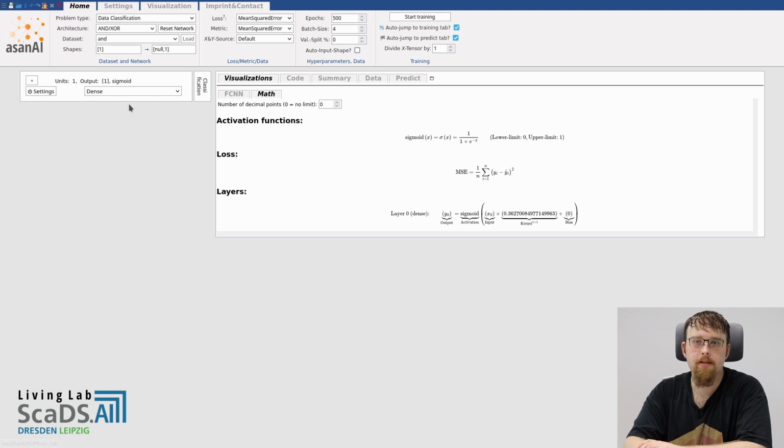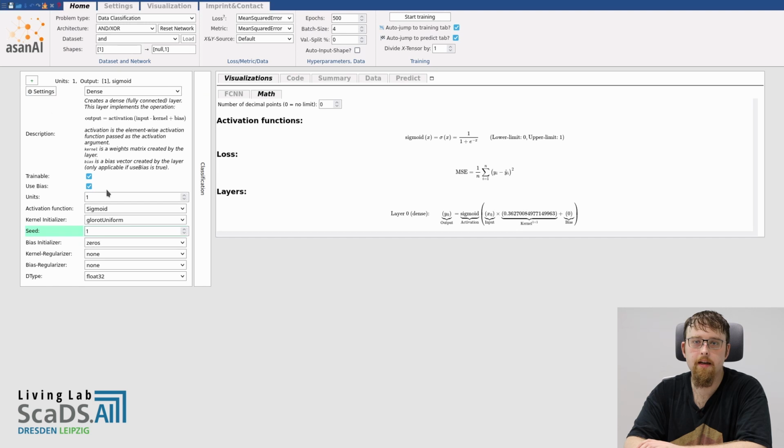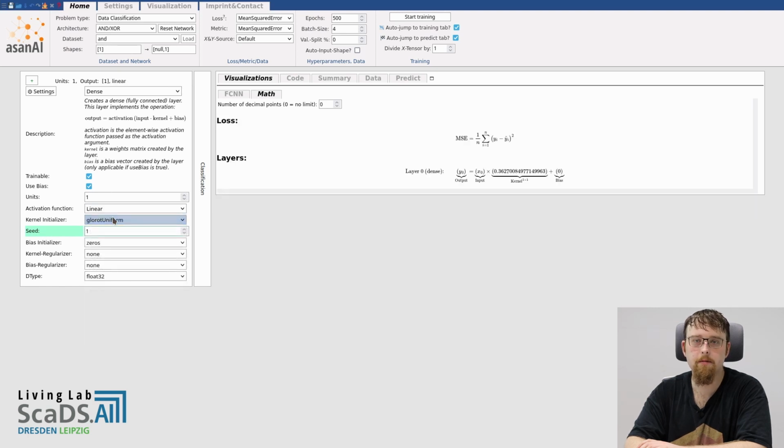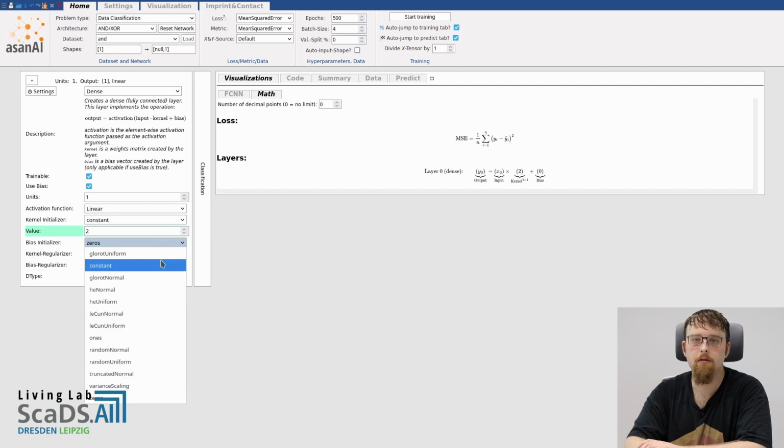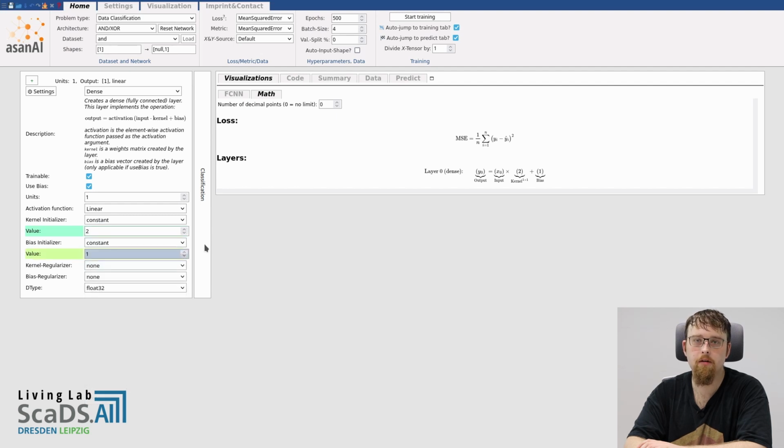We then click on the settings option on the first layer and adjust some of the configuration. First, we set the activation function to linear. This means the output of the matrix multiplication is not altered. Then we set kernel initializer to constant and then to 2 and the bias initializer to 1. We now have exactly our equation. Y equals x times 2 plus 1.